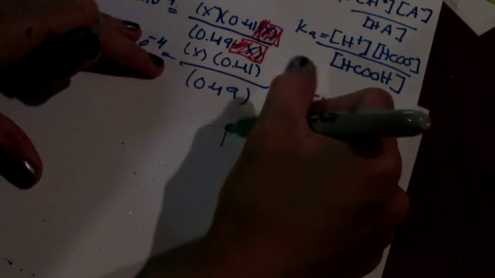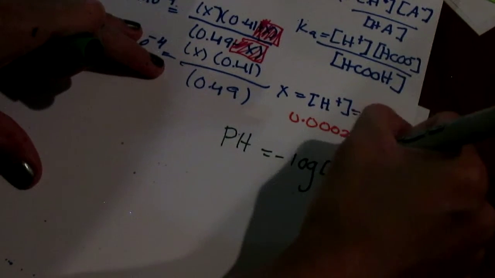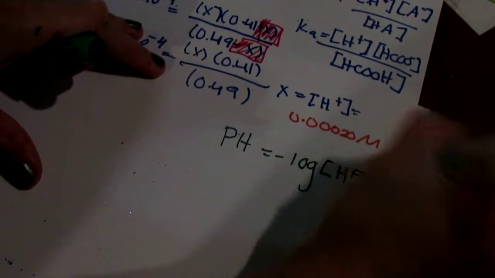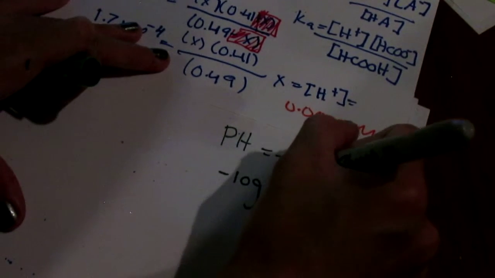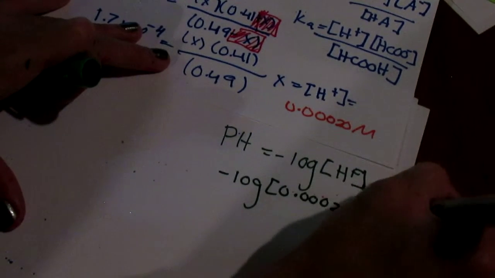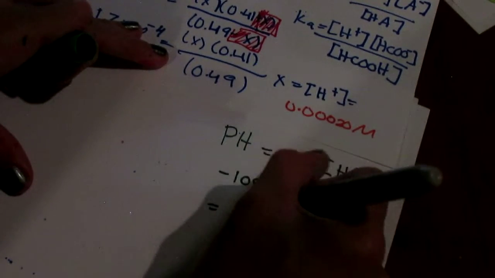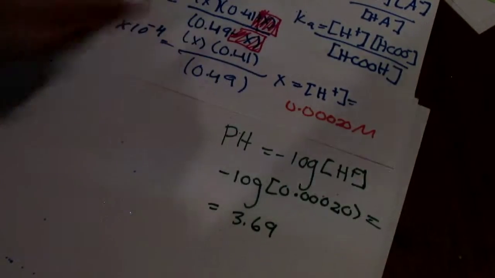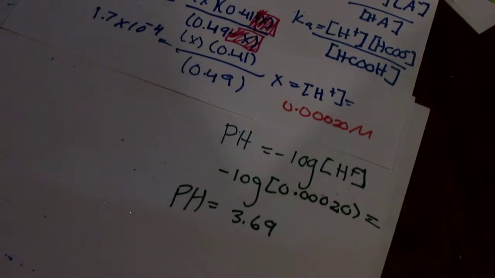So now that we have the hydrogen concentration, pH is equal to the negative log of our concentration. We'll just write it out so we have a fresh memory of the formula, and then plug in. So negative log of 0.00020 is equal to, go ahead and plug it into the calculator, and we are left with 3.69. And that is our final step for this potassium formate solution problem.